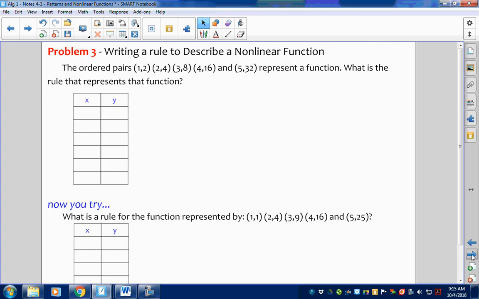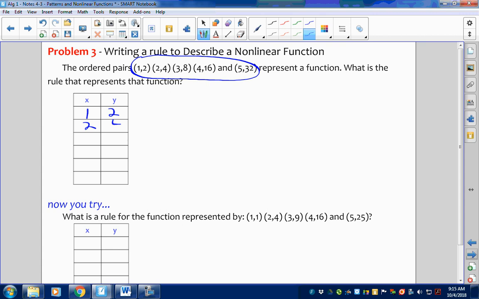All right. Writing a rule to describe a nonlinear function. So I'm going to give you just some ordered pairs like this. I don't give you the table. You might want to put it in a table. It would go like this. 1, 2, 2, 4, 3, 8. You see how I'm getting the numbers in the x's and y's? First number is the x, second number is the y. So then we got 4, 16, and then 5, 32. And then we are going to come up with a rule that represents that function.